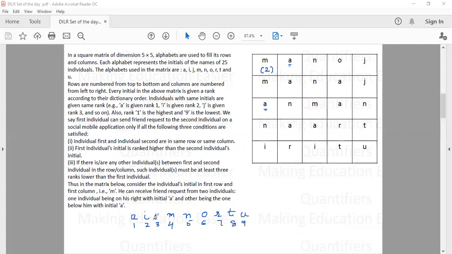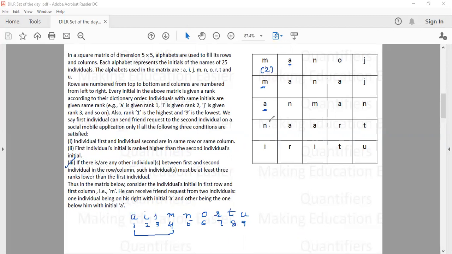So M can receive the request from A. So this A can also send the request to M because the person between these two is only this M, and M is ranked 4, A is ranked 1, so there is a gap of 3 ranks between A and M. So that means the third condition is satisfied. So A can send the request to this M.